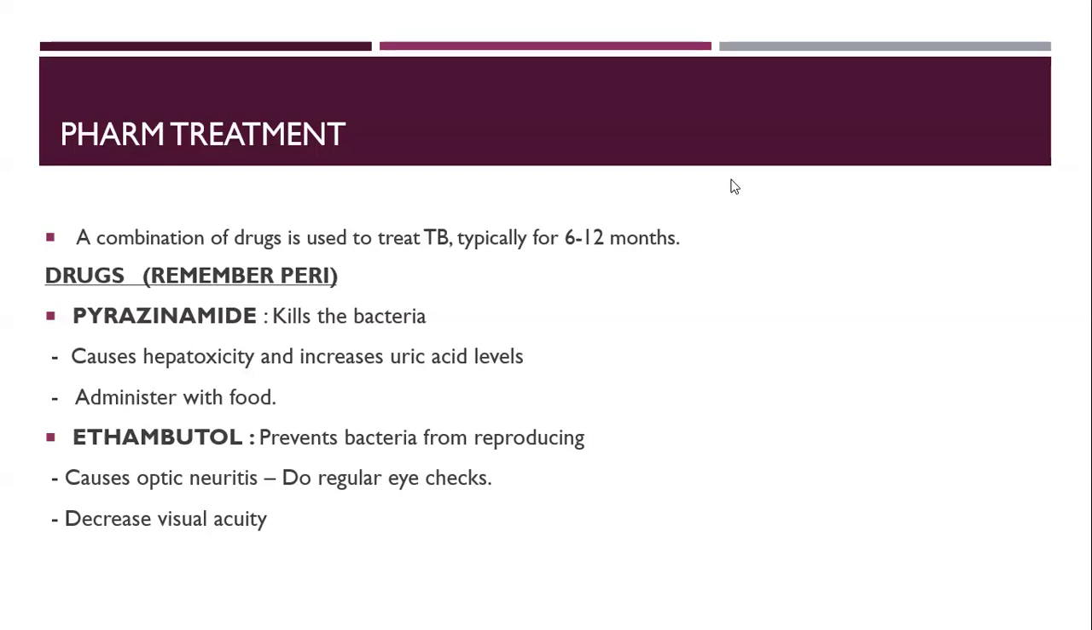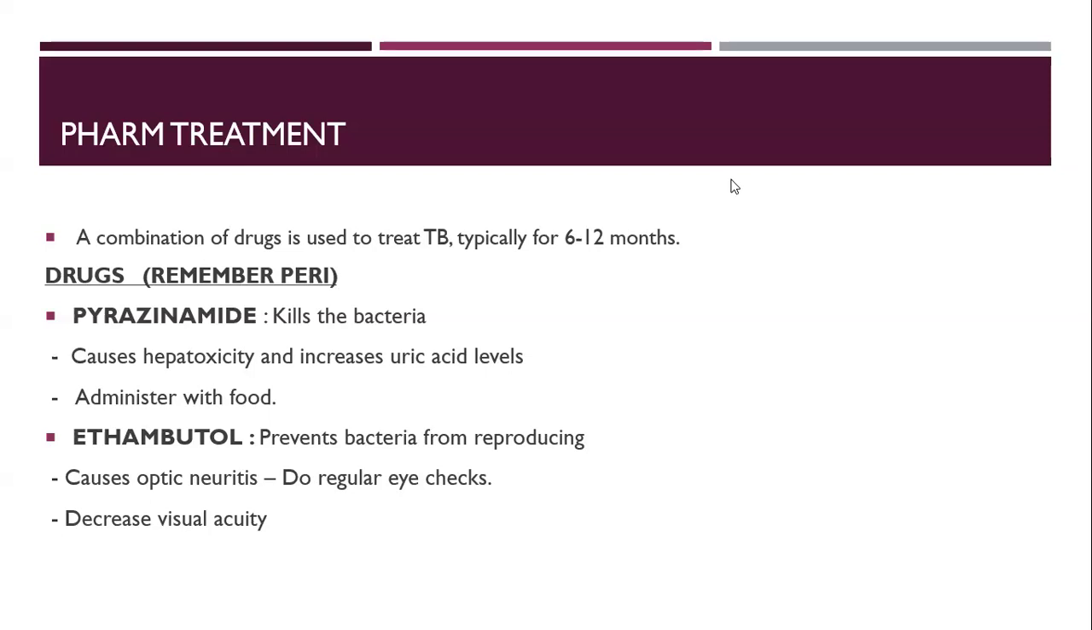All right. Next drug, ethambutol. So the word peri. Ethambutol prevents bacteria from reproducing, from multiplying. I told you that sometimes when you inhale the bacteria, they begin to colonize your airway, the immune system begins to trigger, and they begin to multiply. But this drug prevents them from multiplying, from reproducing.